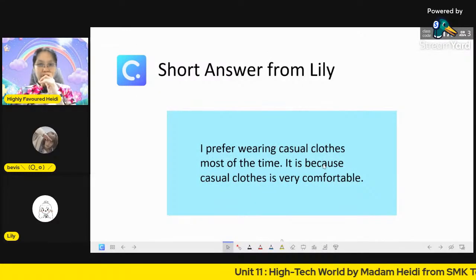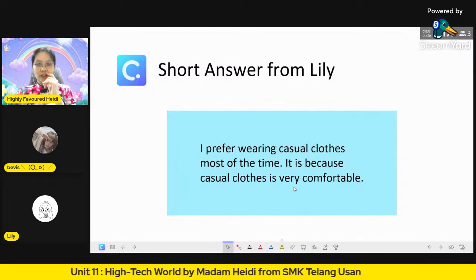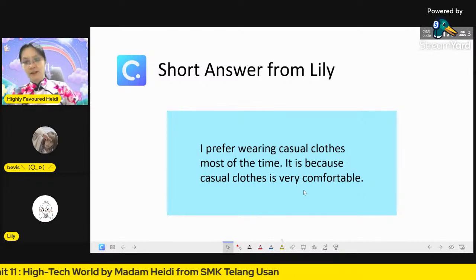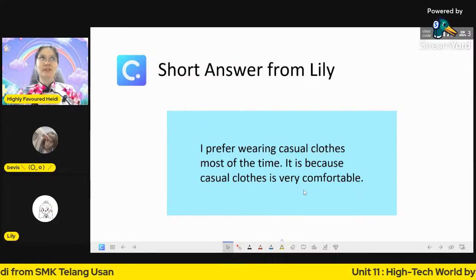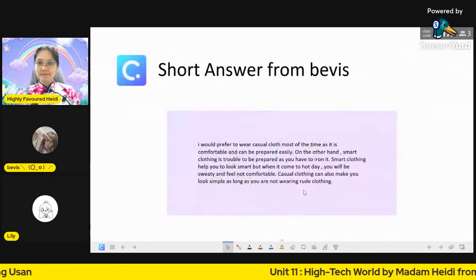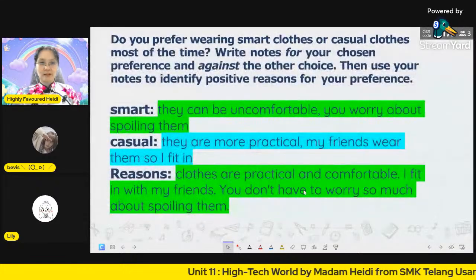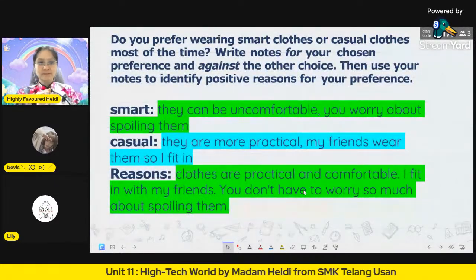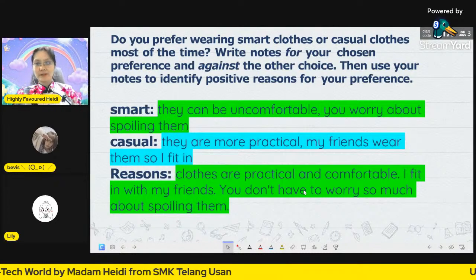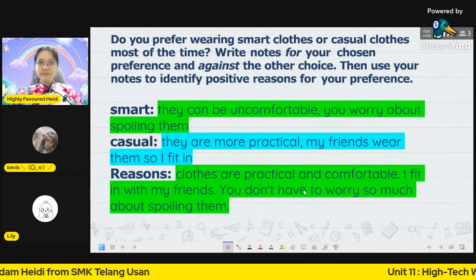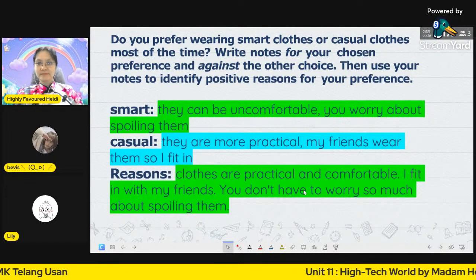All right, I prefer wearing casual clothes most of the time. It is because casual clothes are very comfortable. Okay, good. You should always give a reason, but you didn't tell me about the smart clothes. Okay, now mine. Okay, good. This is the one given. Oh no, Lily, just now Bevis has read. Okay, Lily, can you read?